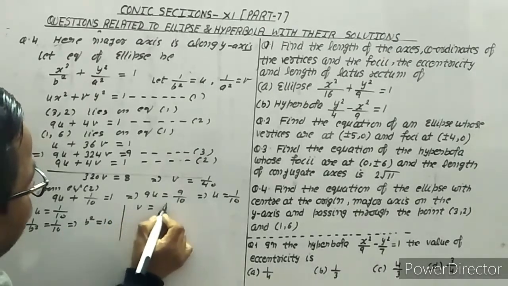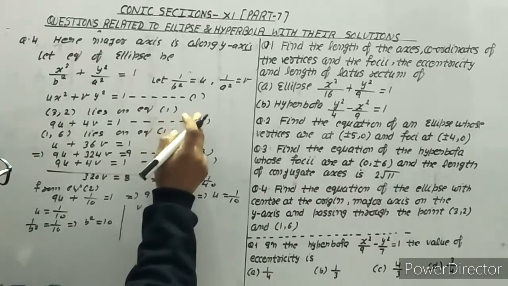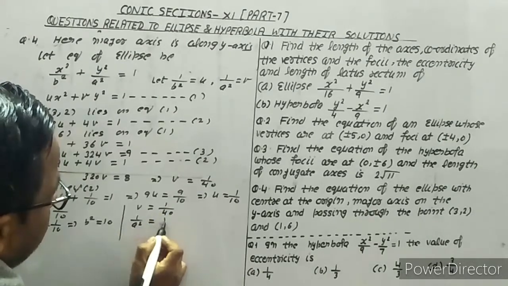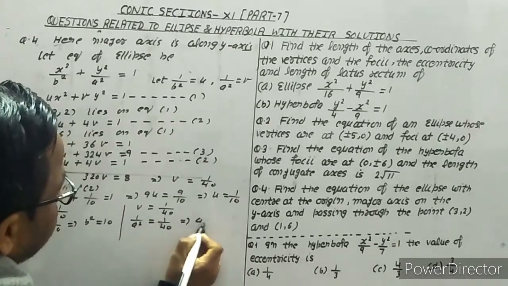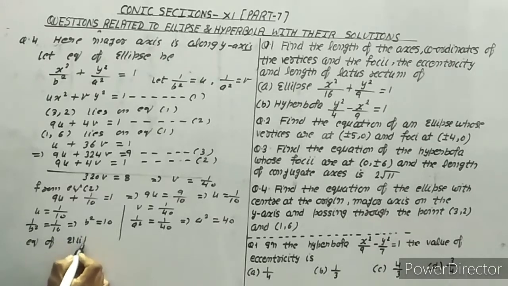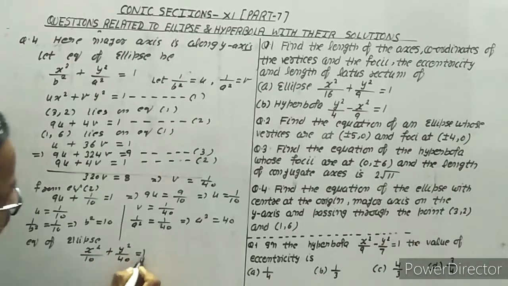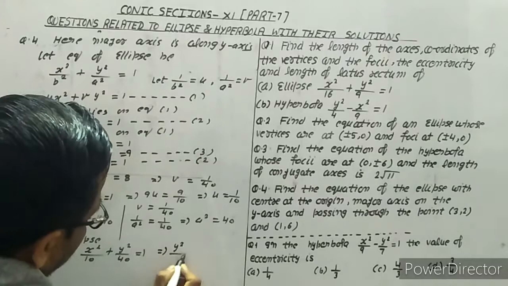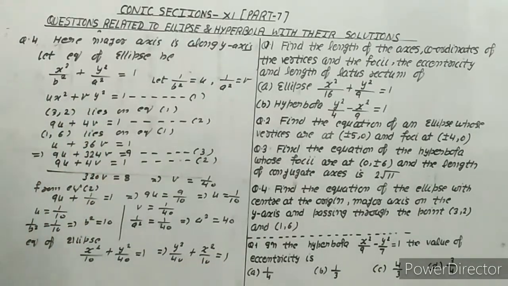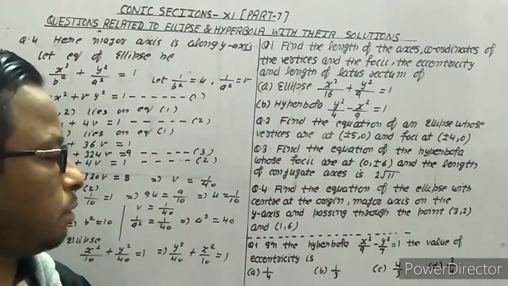Also we have v is equals to 1 upon 40. What is the meaning here? 1 upon a square is equals to 1 upon 40. It implies that a square is equals to 40. Therefore the equation of the ellipse is given by x square upon 10 plus y square upon 40 is equals to 1, or you can write y square upon 40 plus x square upon 10 is equals to 1. This is the way to solve this question.